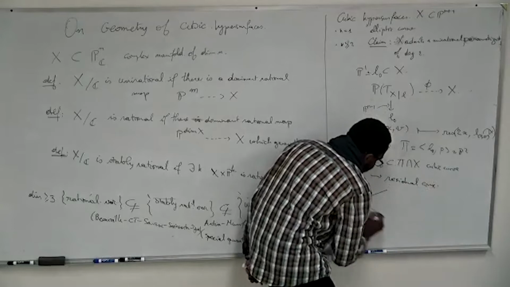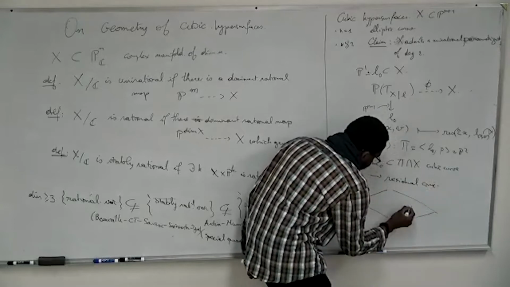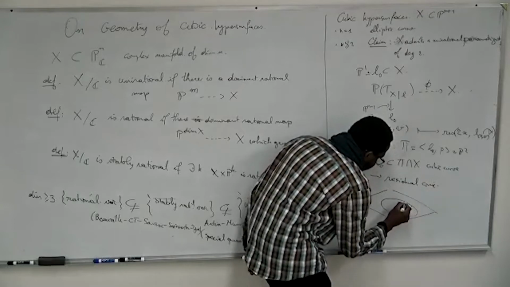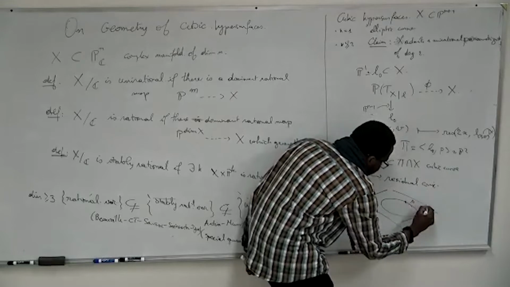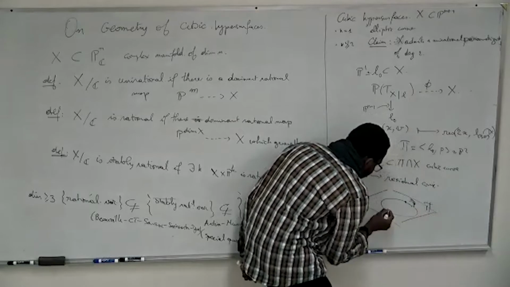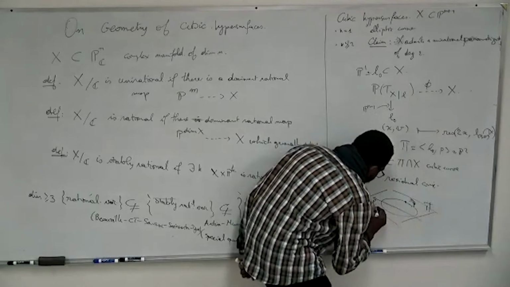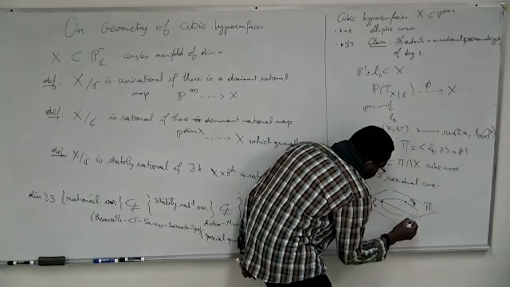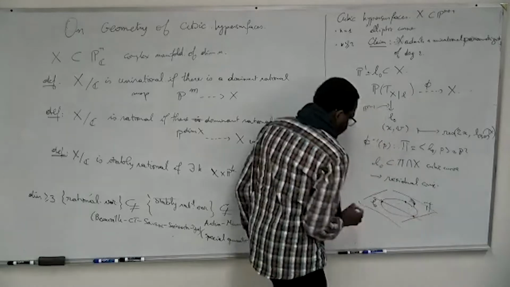And one can check that the preimage of P will be, so here, okay, this is the plane pi, this is P, this is L naught, and the preimages will be those two.